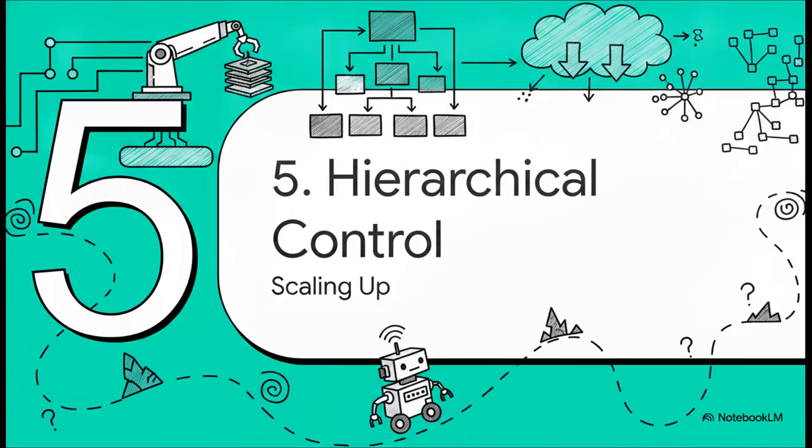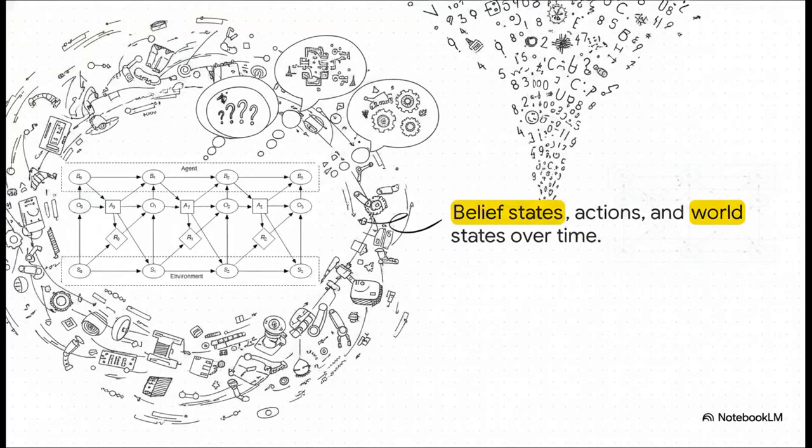All right, the final piece of the puzzle, Section 5, scaling up to hierarchical control. So we've totally mastered a single loop. But let's be real. Real-world robots don't just buy grocery chips. They navigate incredibly complex, unpredictable environments. To get there, we absolutely have to scale up.